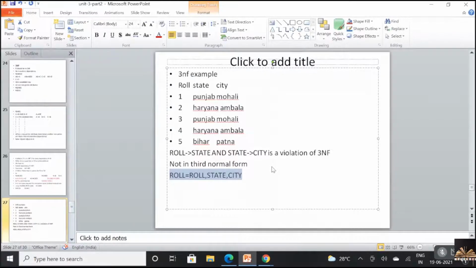Is the candidate key not an issue? State implies city is an issue, which is a violation of your 3NF. Why is it a violation? Because state is not a super key and city is not a prime key attribute. Hence, it is causing a violation. See that? Not in third normal form. Now, what you can do, you have to break the table into pieces and fill it with the data. That's it.